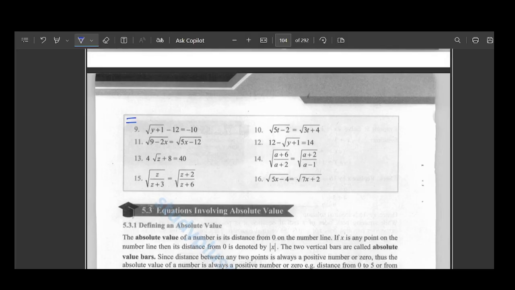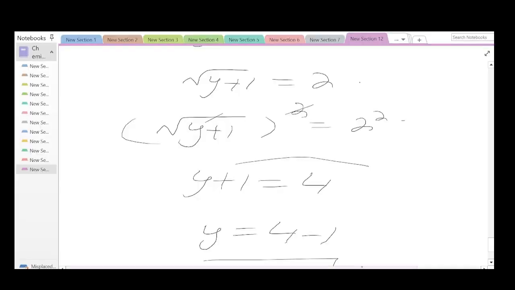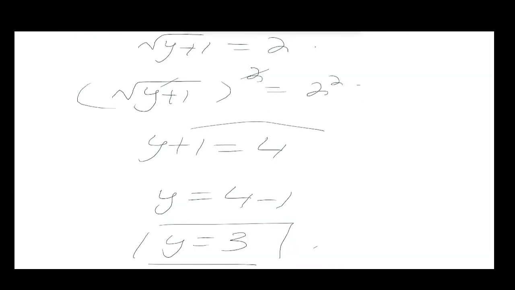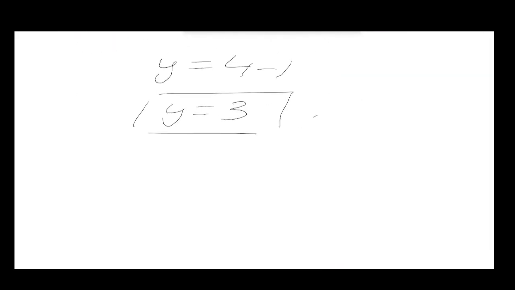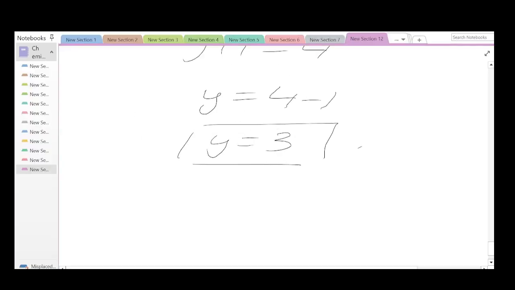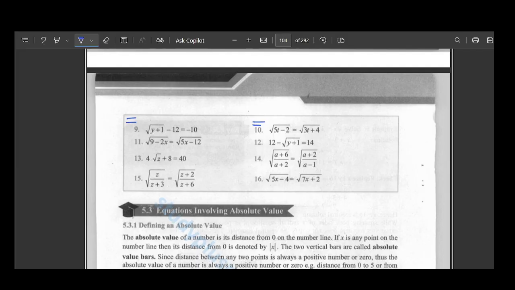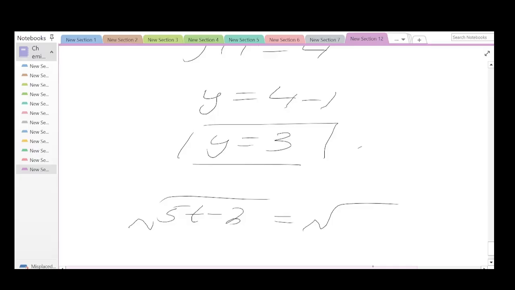Now let's move on. Here we have question number 10, which is the radical of 5t minus 2 is equal to the radical of 3t plus 4. So how are we going to solve this? We're basically going to do the same steps that we did before. Let's write the expression, which is radical 5t minus 2, and that is equal to radical 3t plus 4.